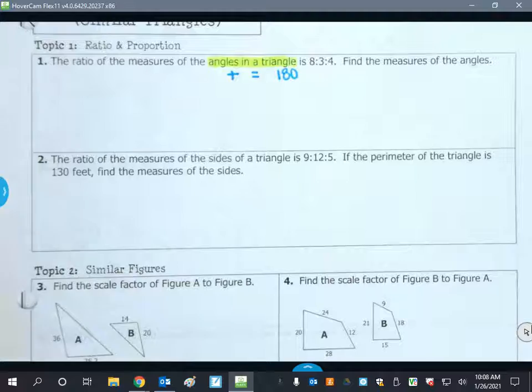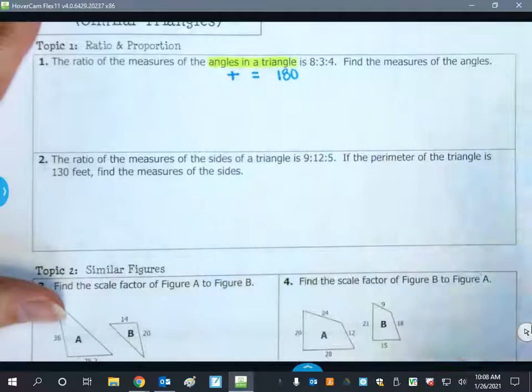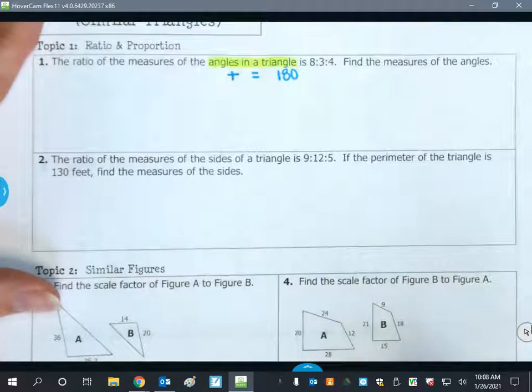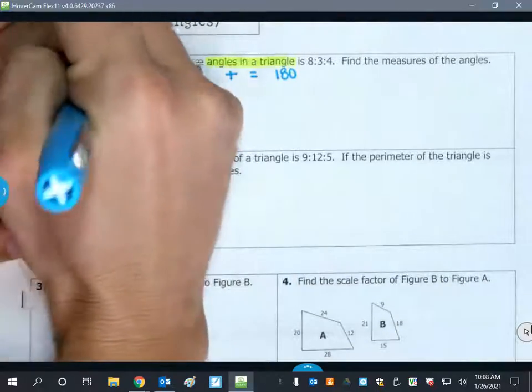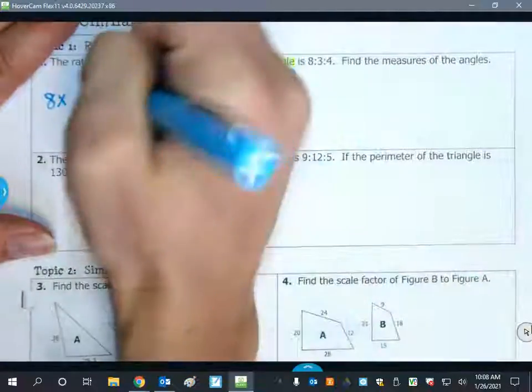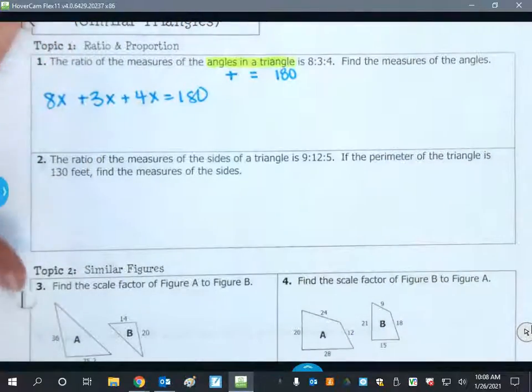So when we have this type of problem for angles in a triangle, we take the ratio, we put an X on each one of them and set them equal to 180. So for this, please choose which equation represents the correct equation for this problem. Hopefully you chose 8x plus 3x plus 4x equals 180 degrees. All right, now go ahead and solve that for x.